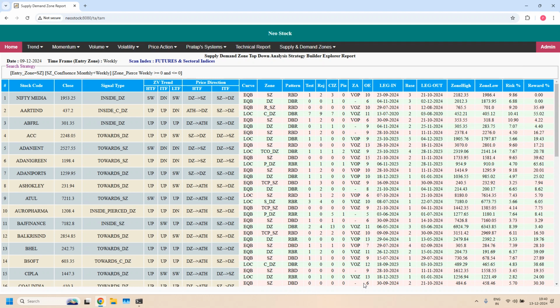With this filter we got a good number of stocks, very big list we got. First 15 stocks. I am scrolling the list down.